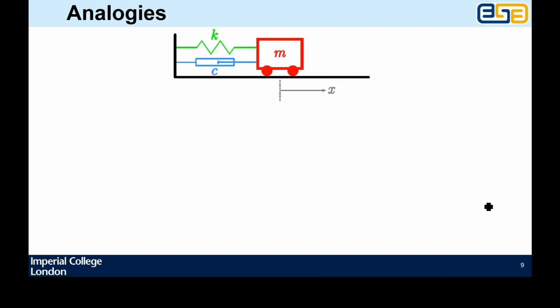And you can imagine the damping constant of the damper could be perhaps the viscosity of the air inside a piston, something like that. We have an equation that fully describes that system.